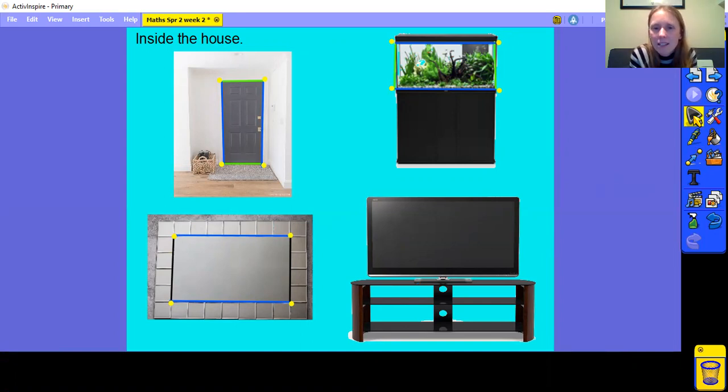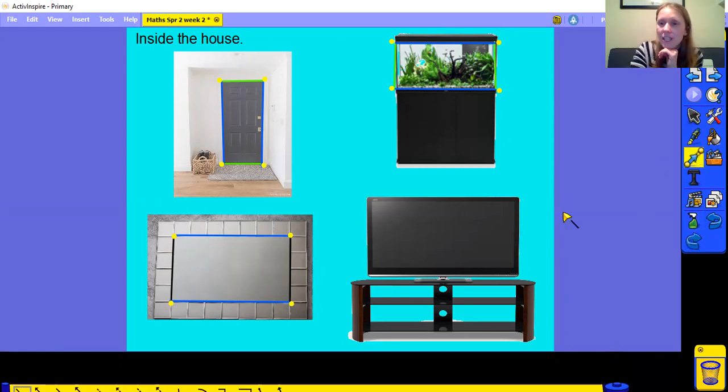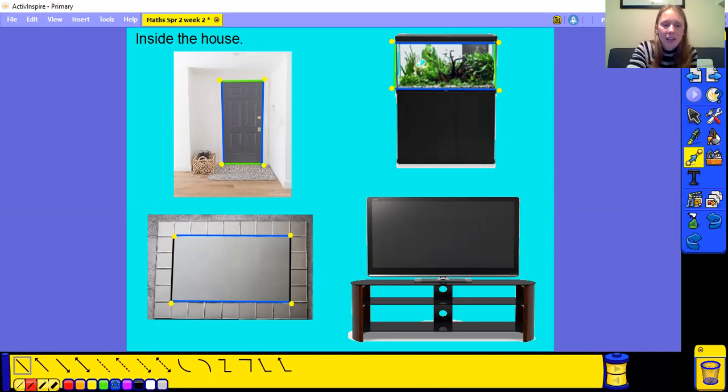It is a rectangle. Did you see any other shapes on the mirror? I think I can see a special kind of rectangle. I can see lots of squares. Did you spot them going around the outside? Well done if you did. Now let's have a look at the television. Did you see a rectangle there? Let's have a look together.